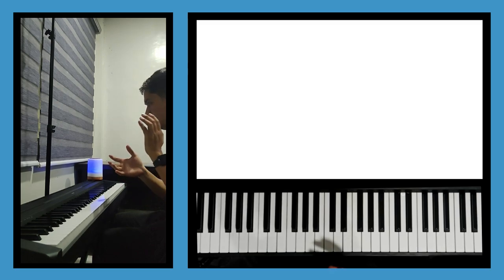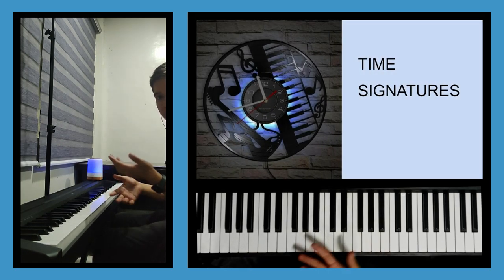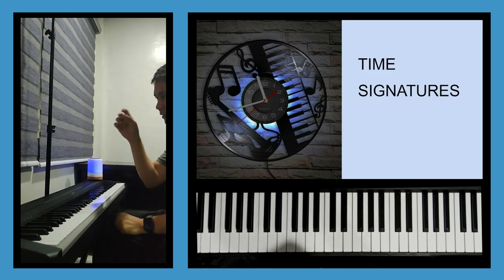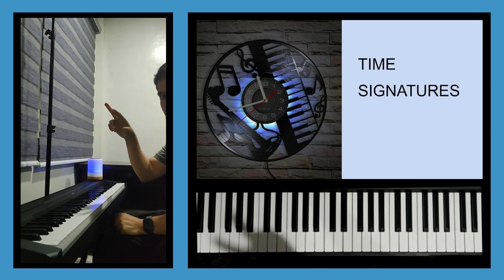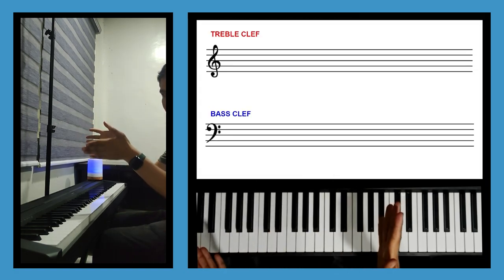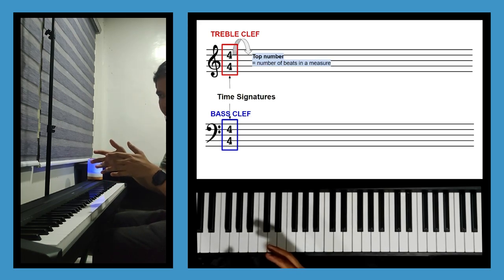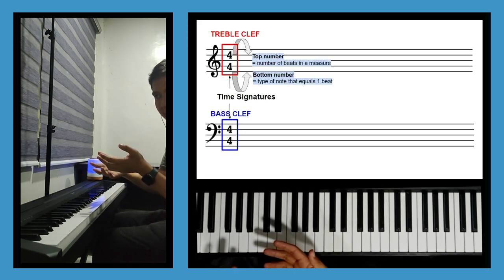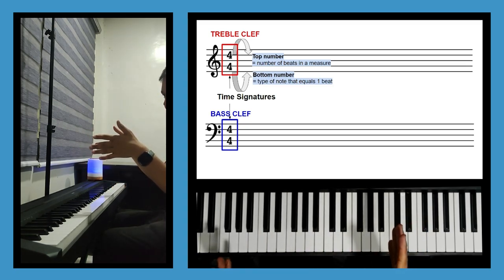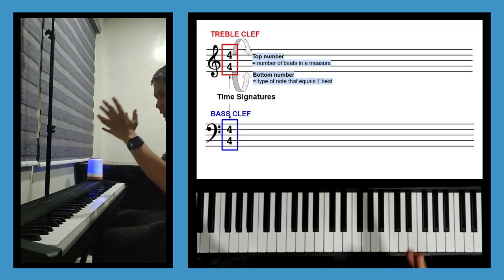Basically, our music has different tempos, different speeds. So time signature is very important. A time signature consists of two numbers. The number on the top represents the beats in a measure, and the number on the bottom represents the type of note in which the beat is being played. The measure is separated by bar lines, and it contains the beats.